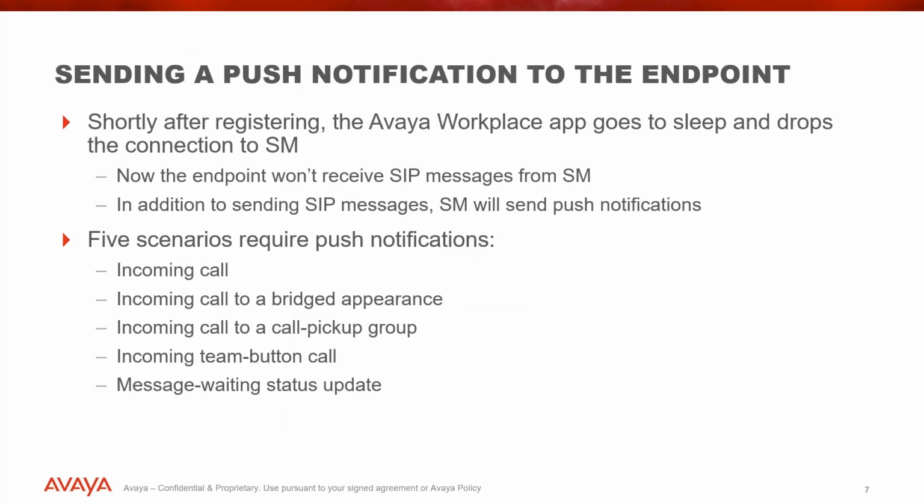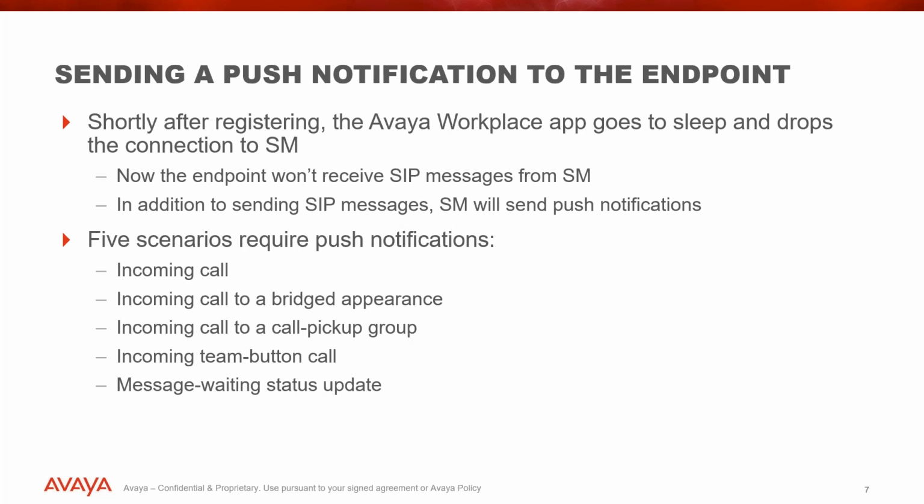Now on to sending a push notification to the endpoint. How does that work? So the Workplace app registers with Session Manager, and like I said, within a few minutes, the app is going to go to sleep and drop its connection to Session Manager. So it's no longer able to receive SIP messages from Session Manager. So in addition to sending that SIP INVITE, SM is now going to send a push notification to that iOS device. And there are 5 scenarios that require push notifications.